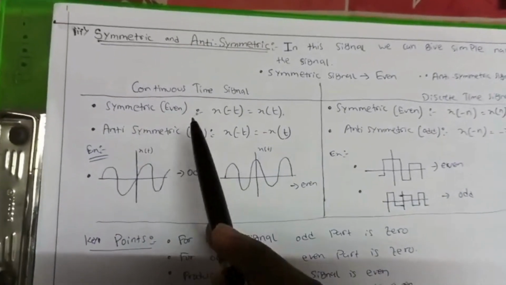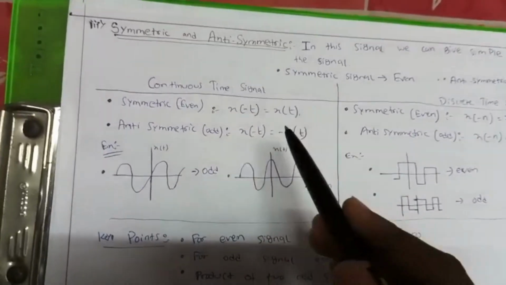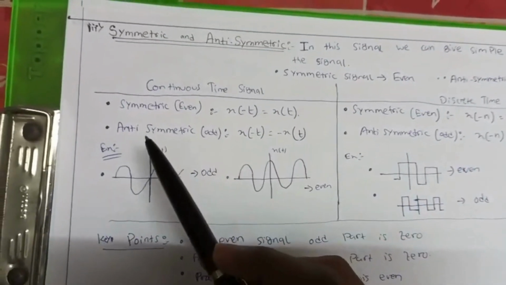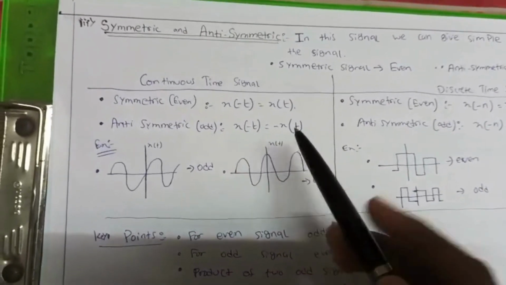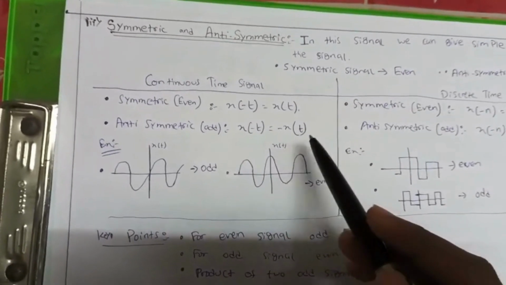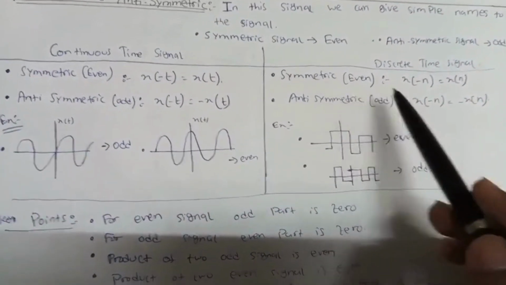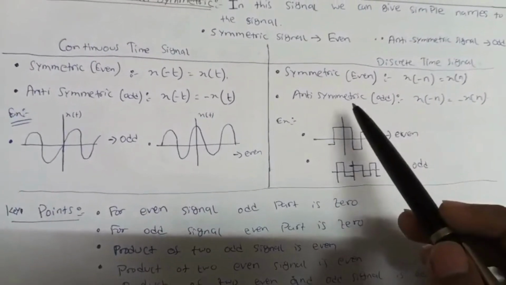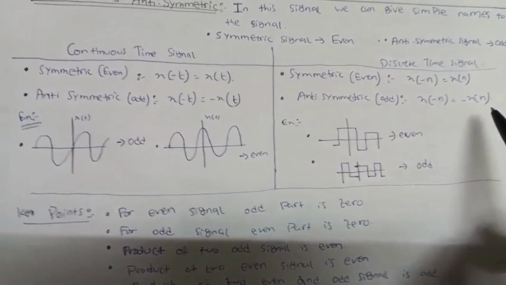Now symmetric, which is even, here a function x of minus t will always be equal to x of t. Antisymmetric, which is odd, a function x of minus t will always be equal to minus of x of t. Now for discrete time signal, symmetric, that is even, x of minus n will be equal to x of n, and for antisymmetric, which is odd, x of minus n will be equal to minus of x of n.